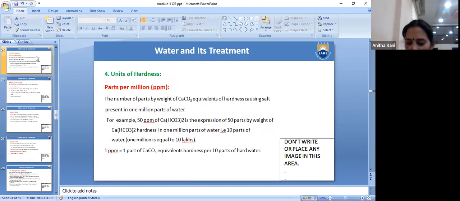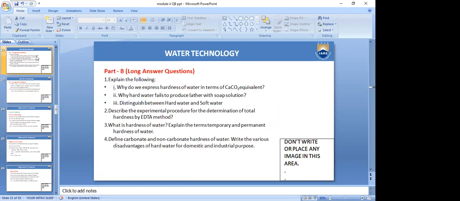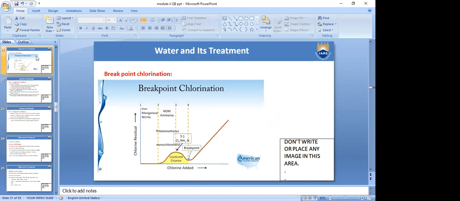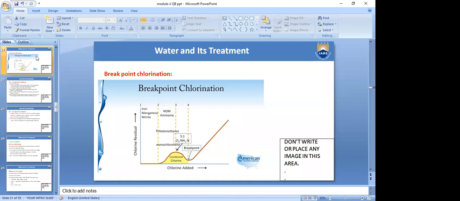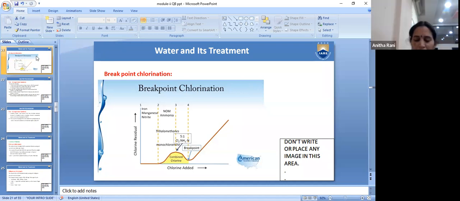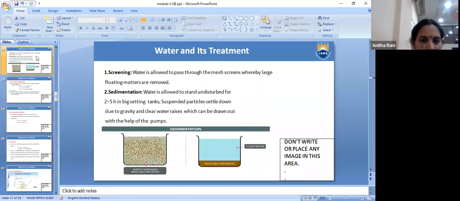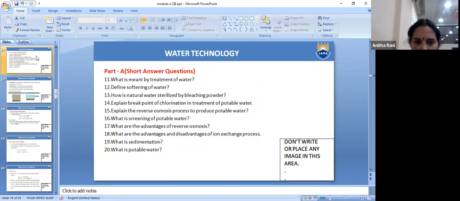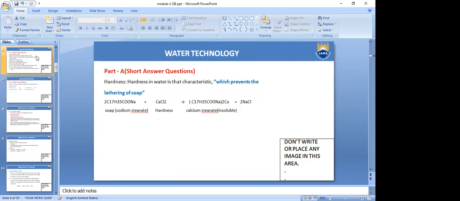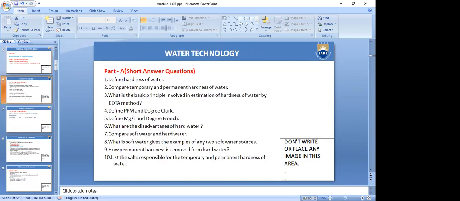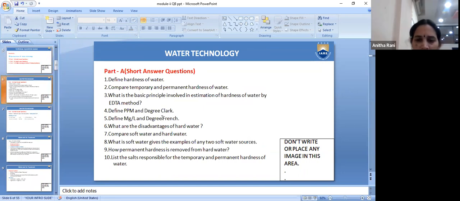Now tell me students, degree Clark. What is degree Clark? One part of CaCO3 equivalent hardness causing salt per 70,000. How much, ma'am? 70,000 parts of water. Okay, very good. Now tell me degree French. One part of CaCO3 per 10 power 5 parts of water. Completed. Questions 4 and 5 completed, ma'am.